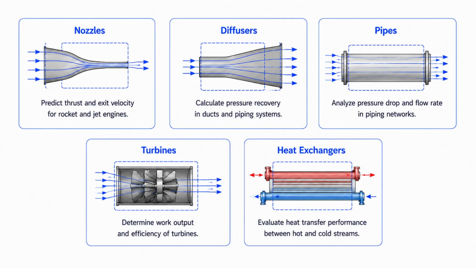Around a nozzle, it can help determine how pressure is converted into velocity. Around a diffuser, it can help analyze how fluid slows down and recovers pressure. Around a pipe, it can be used to study flow rate and pressure loss. Around a turbine, it helps determine forces and power output. Around a heat exchanger, it can be used to track energy entering and leaving with each fluid stream. The equipment may change, but the method remains the same. Define a region, identify what crosses its boundary, and determine what changes inside.